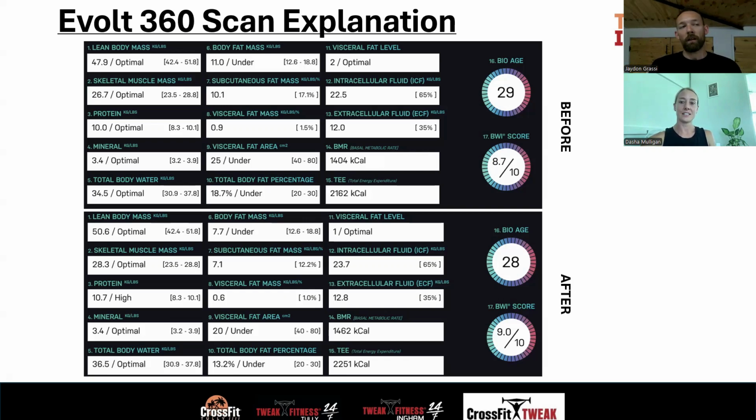Is losing body fat in a way that's sustainable and it doesn't erode so much our ability to gain muscle. So what we're seeing here is actually really nice.